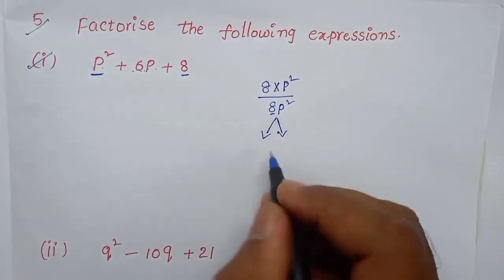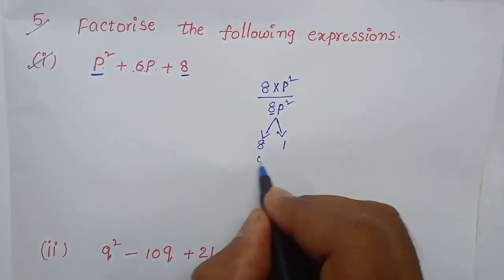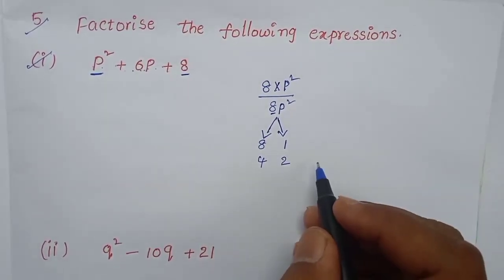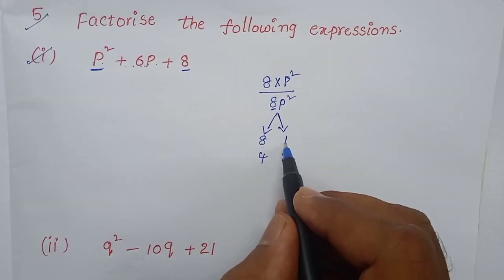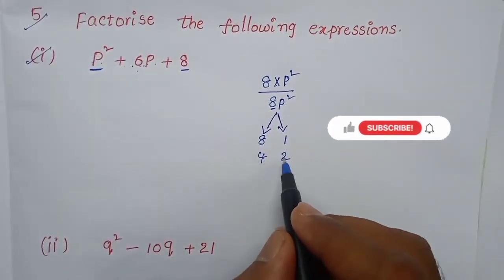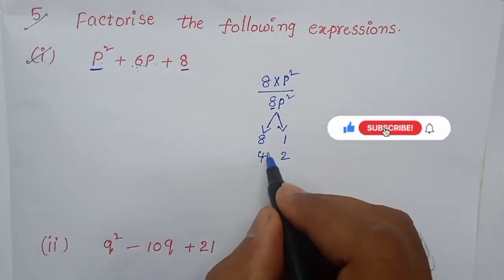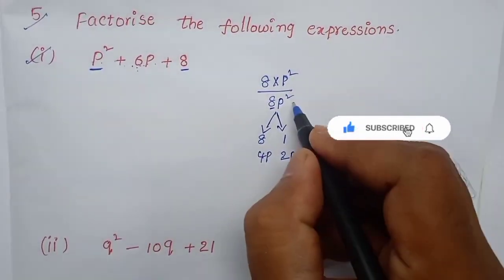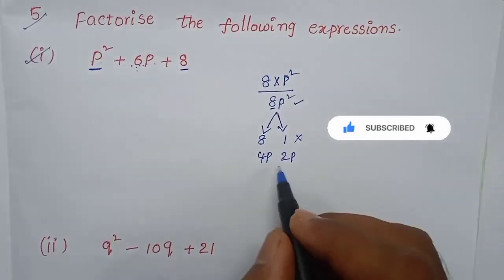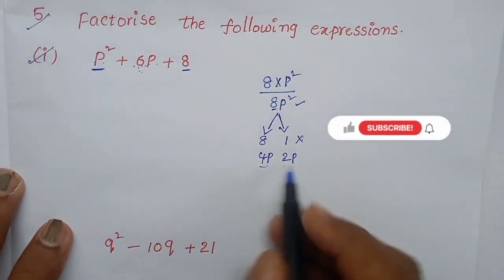8 can be written in the way of 8 into 1 and 4 into 2. ఈ 2 వేస్లో మనము దీన్ని ఎక్స్ప్రెస్ చేయవచ్చు. See, the sum of 8 plus 1 cannot be plus 6, but the sum of 4 and 2, 4 plus 2 gives us 6. So 4p into 2p is the correct factorization in this situation. This is not suitable here. So in place of 6p, we write 4p plus 2p.